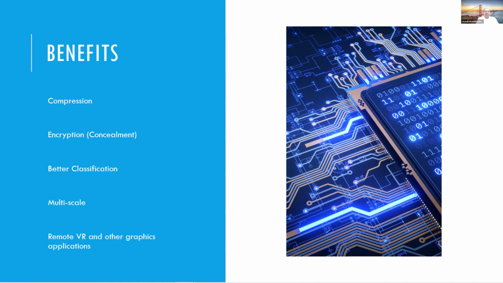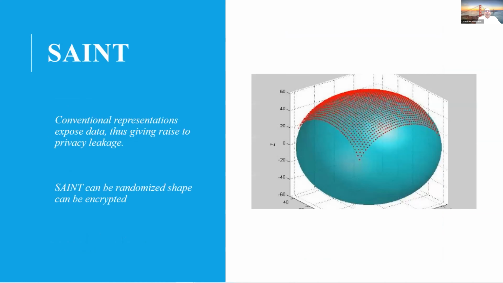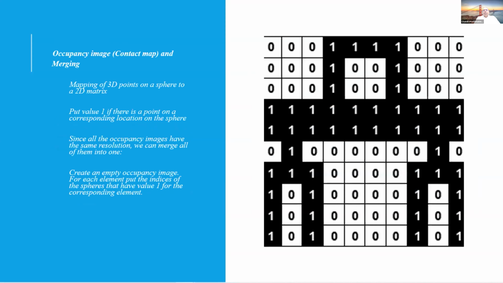And then it's multi-scale, like I said, it's remote VR. Don't you think if you're doing VR of these, you just store the radii and occupancy map? That's a better way to do it than this entire 3D data. Okay, so again, the conventional representation exposes the data. You can randomize it and encrypt it. So that's how the occupancy map looks.